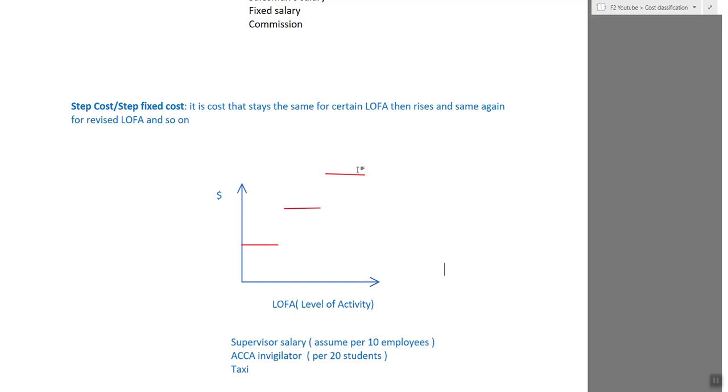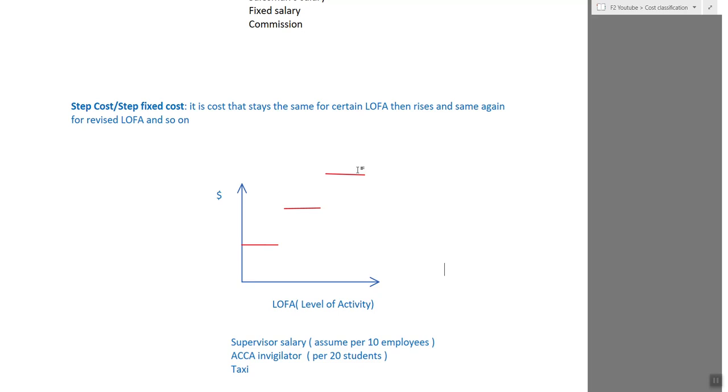Or an example would be an invigilator. ACCA invigilators, they have a policy that up to 20 students, if you have an exam center, you need one invigilator. But if those 20 students become 21, even if they increase by one student, you need another invigilator up to 40 students, and then another invigilator up to 60. So if the students giving exams in your institute don't increase more than 20, then this invigilator cost will be like fixed for you.